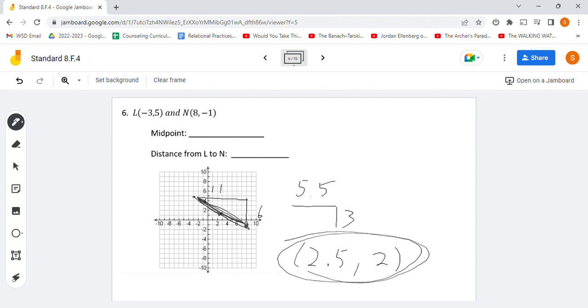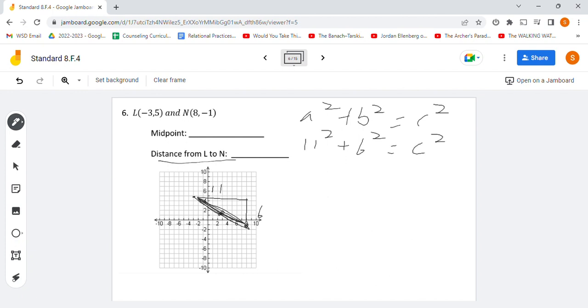That puts us right there in the middle of that. Finding the distance from L to N, we are going to use the Pythagorean theorem again. So we have 11 and 6 as our legs, so a squared plus b squared equals c squared again. That would be 11 squared plus 6 squared equals c squared.